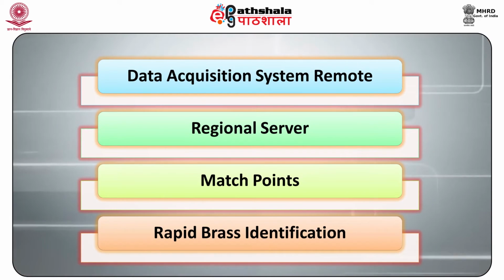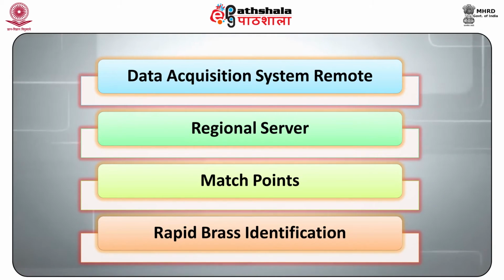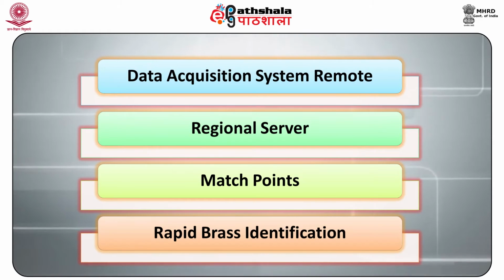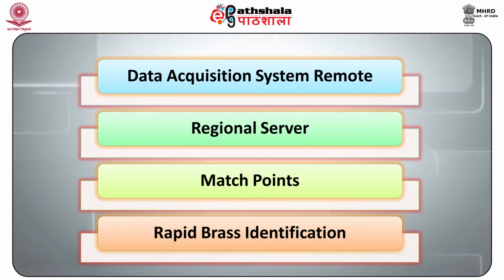NIBIN consists of the following four subsystems. Number 1, Data Acquisition System Remote. Number 2, Regional Server. Number 3, Match Points. Number 4, Rapid Brass Identification.